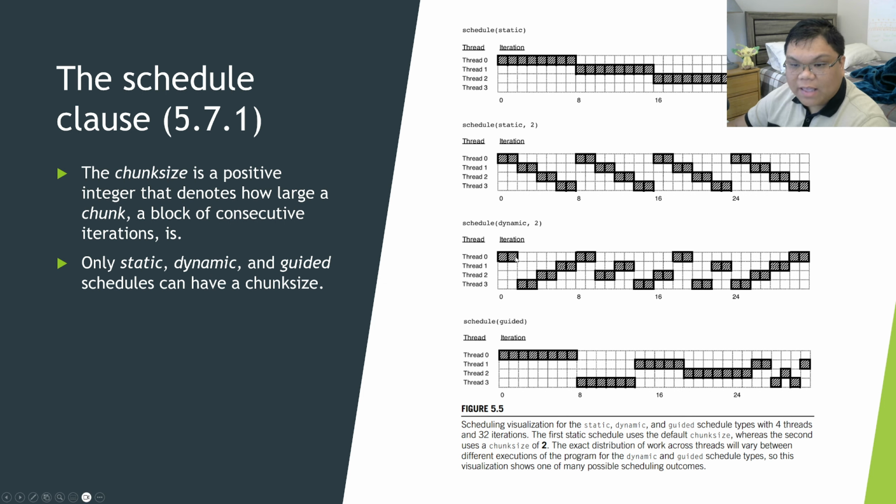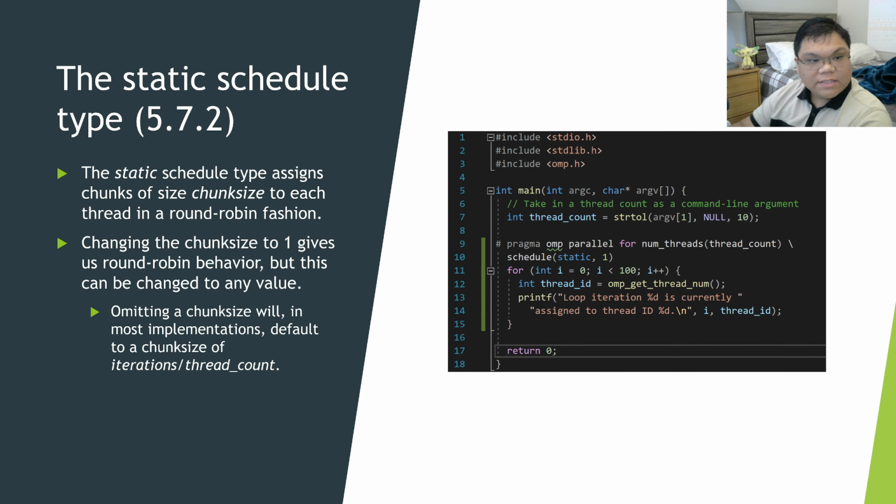Dynamic is a little bit interesting, and here we don't know which threads will get what for loop iterations, not ahead of time at least. But I'll explain each one a little bit. The static schedule type assigns chunks of chunk size to each thread in a round robin fashion, and omitting a chunk size will just result in the default.